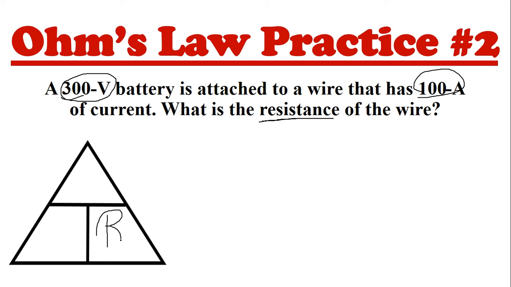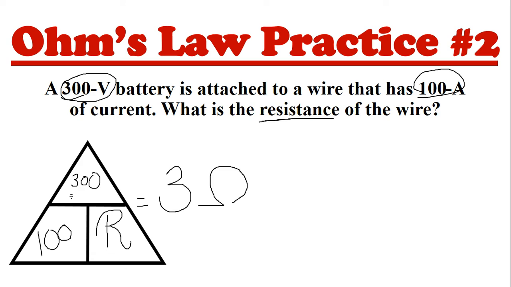So we're going to leave R in the triangle. At the top goes our voltage, which is 300. And at the bottom goes our current, which is 100. Now numbers are on top of each other, so we're going to divide. When you enter this in the calculator, you would do 300 divided by 100. But I don't need to do that because I can do this math in my head. So I will get 3, and the unit for resistance is ohms. 3 ohms. Work, correct answer, unit, full credit.